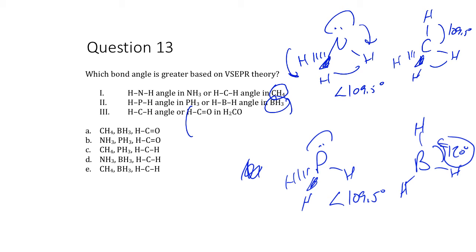And then the last one is looking at the double bond versus single bond repulsions in formaldehyde, C double bond O, hydrogens. This bond angle here is going to be less than 120 degrees, slightly greater than 120 for the double bond, single bond repulsions. So the bond angle is slightly greater for the HCO angle in CH2O. So we got NH3, BH3, and then the HCO angle.